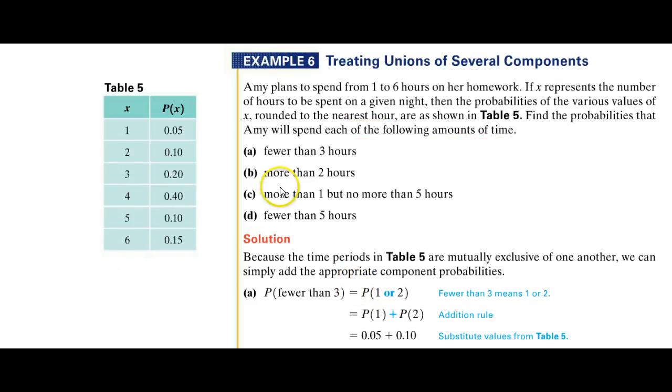And before you flip the page, B is more than 2 hours, so that would be these 4. C is more than 1 but no more than 5, so that will be 2 and up through 5. But we'll see it worked out on the next page. And then this last one, fewer than 5 hours. Again, here we're going to use, in a sense, the complement.